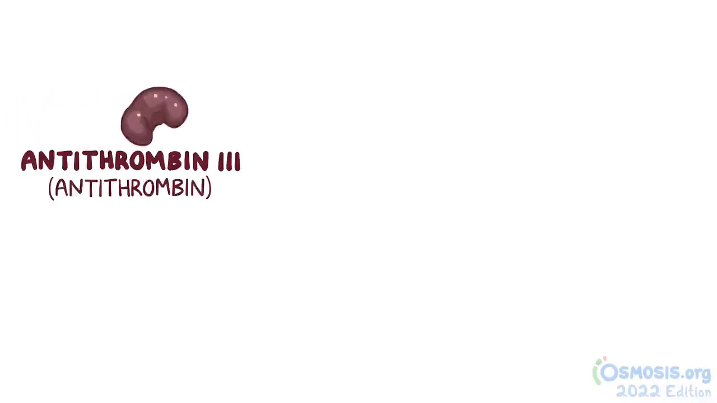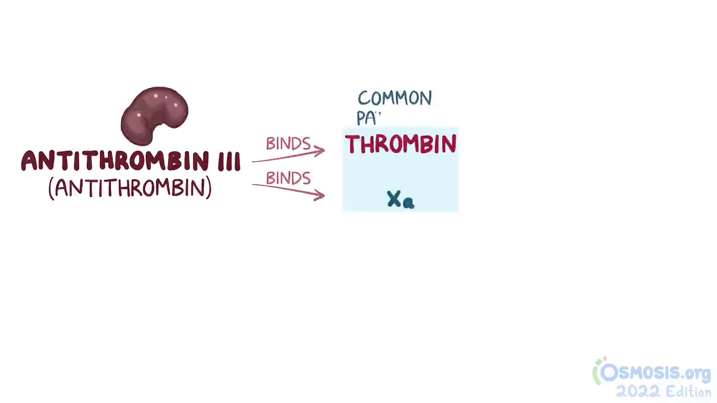Since thrombin is so crucial to coagulation, it makes sense that it serves as the main target of antithrombin 3, which is one of the body's anticoagulation proteins. Now, antithrombin 3, sometimes just called antithrombin, is a protein made by the liver and released into the blood, where it binds both thrombin and factor Xa in the common pathway.